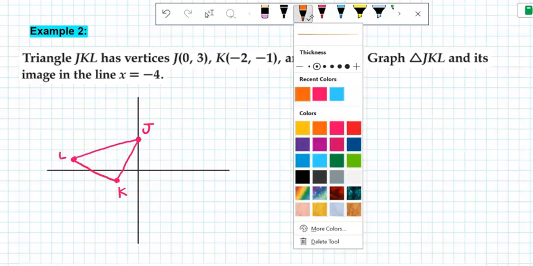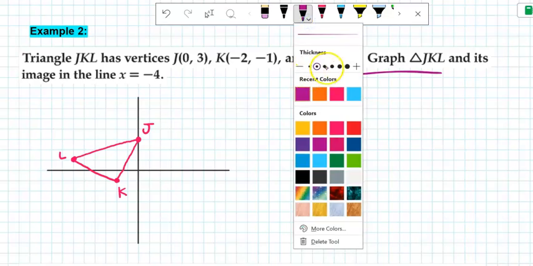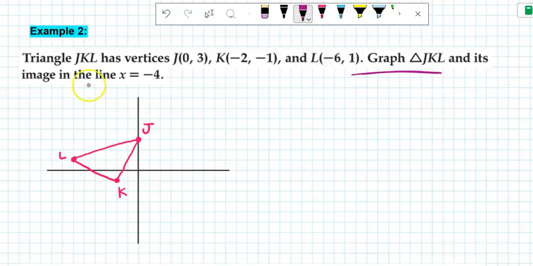Okay, this says that our line of reflection, so graph JKL and its image. Okay, that's a big thing too. We had to graph JKL. Don't forget to do that part, because then you'll get something wrong. Okay, and we have to do the image and line x equals -4. So you do have to remember a little bit how to graph lines.